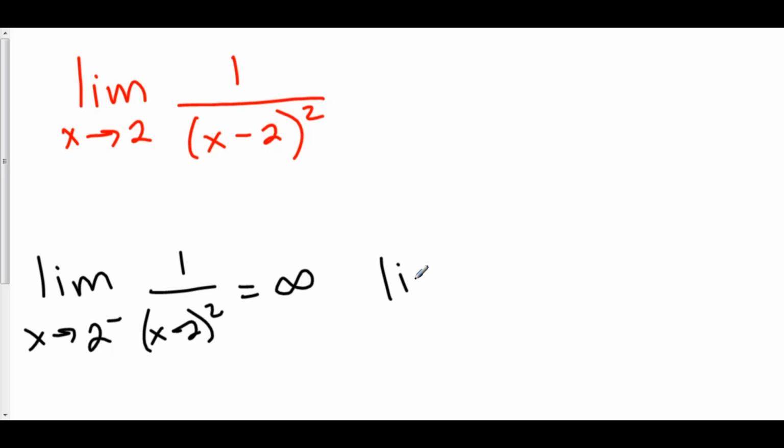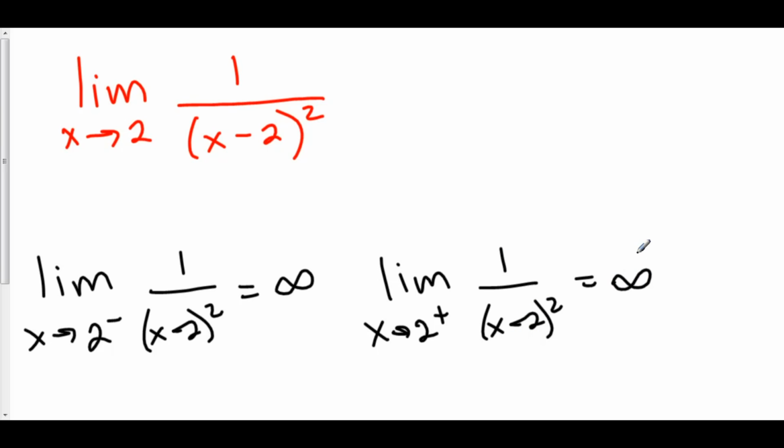If we were to take the limit as x approaches 2 from the positive side of 1 over quantity x minus 2 squared, let's choose a number that's 0.1 to the right of 2. How about 2.1? 2.1 minus 2 is 0.1. If you square that, that's still going to be positive. We have a positive over a positive. That's still going off to positive infinity.